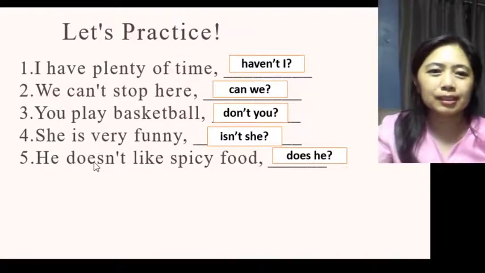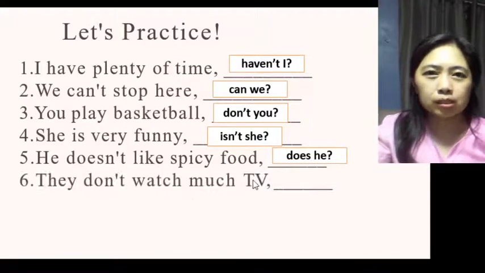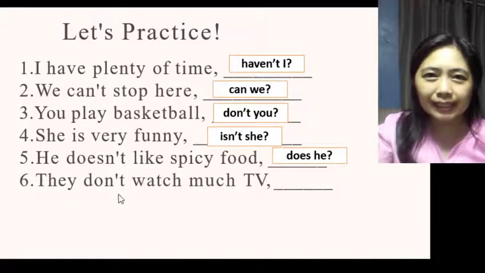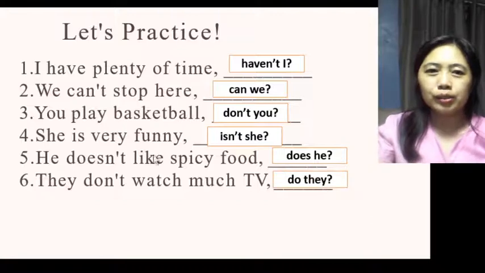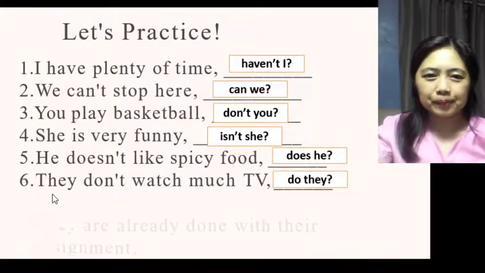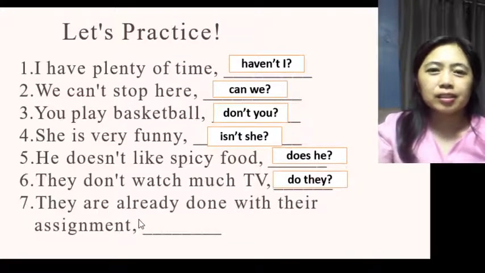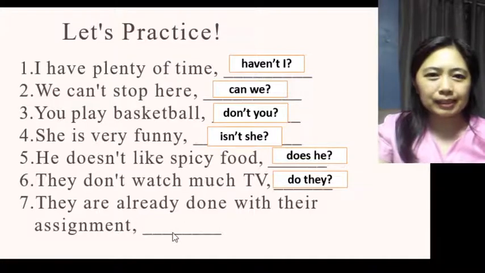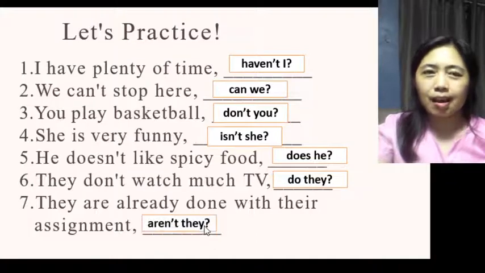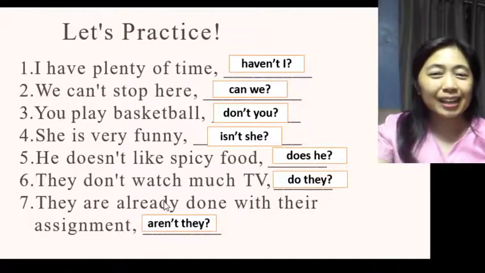Next, number 6. "They don't watch much TV." Don't is negative. The positive for that is do. Do they? The same pronoun. "They are already done with their assignment." Are is the auxiliary, then we say aren't they for the negative tag.